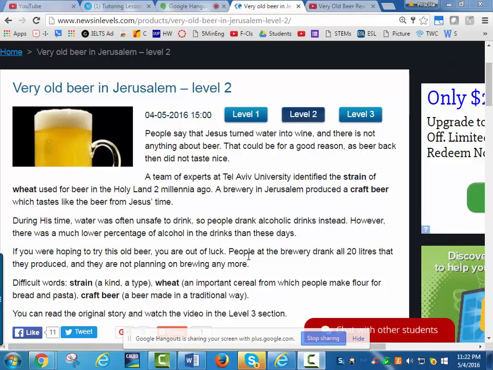All right. So in this story, though, they're talking about a type, a kind of beer, a strain of beer. So let me give you an example. In this article, we see that the people made a strain of beer. They no longer make this beer. We have craft beer now, such as Budweiser, Bud Light. Yes, for example, those are craft beers. But beer used to be made of wheat. All right, go ahead. You may speak.